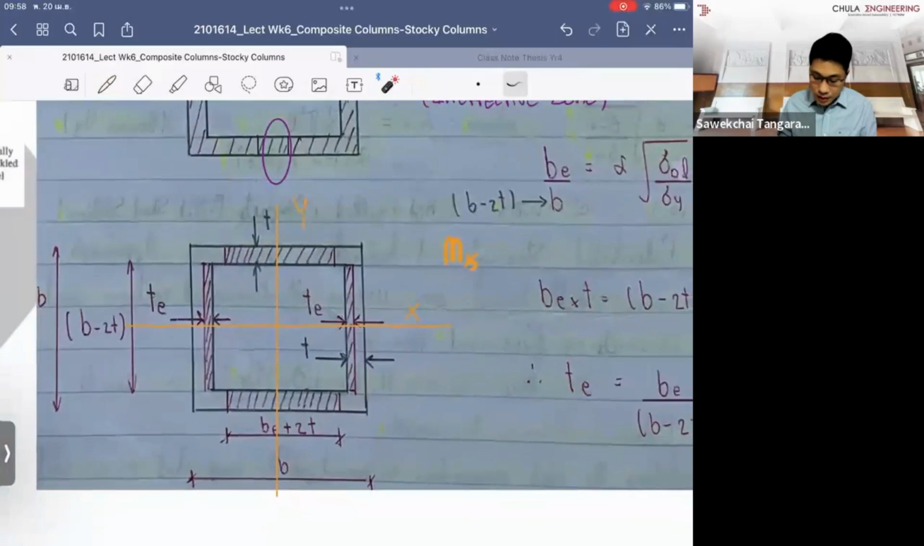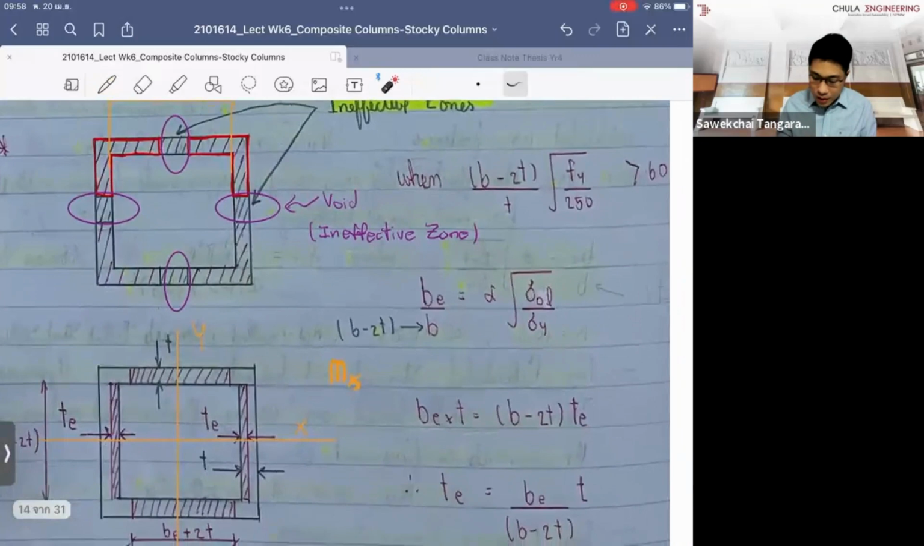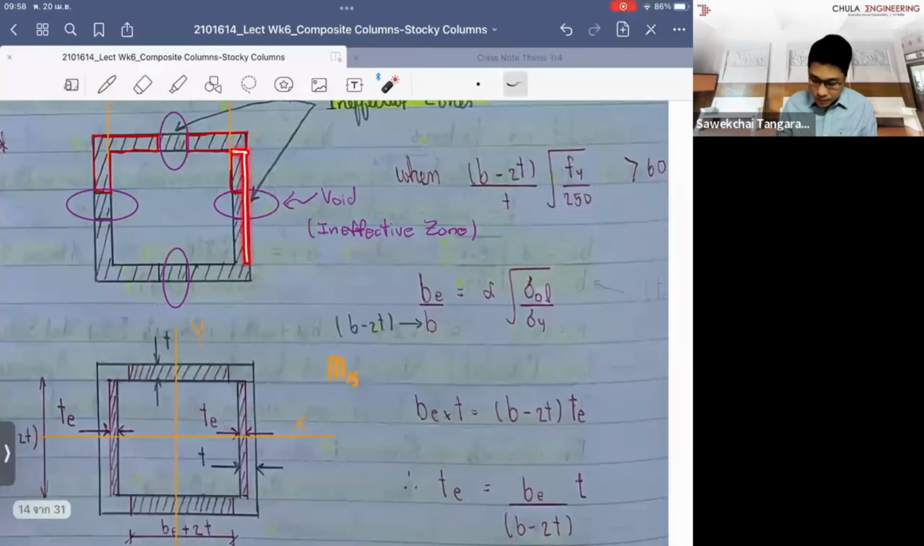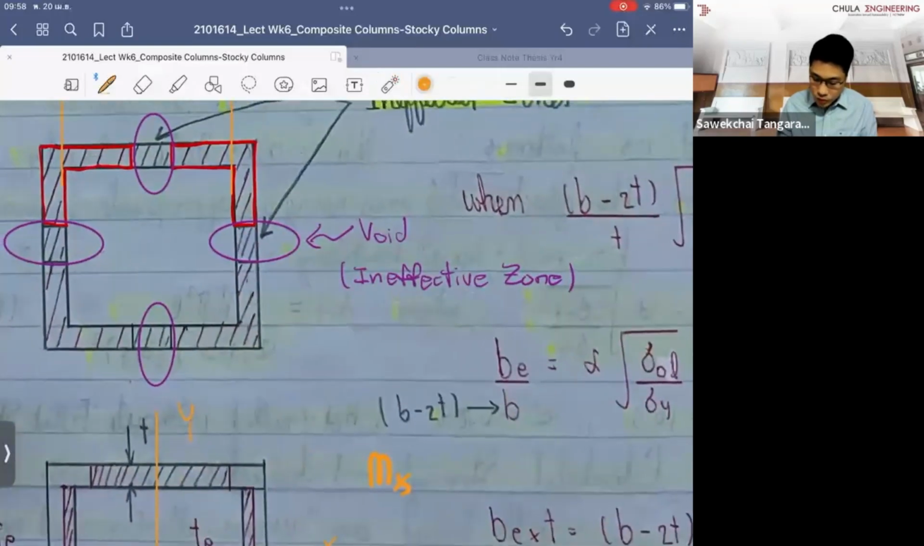the code suggests that you can do it the simpler way. So you just take the effective thickness. How do we calculate the effective thickness? Because you know the total area of the effective zones.